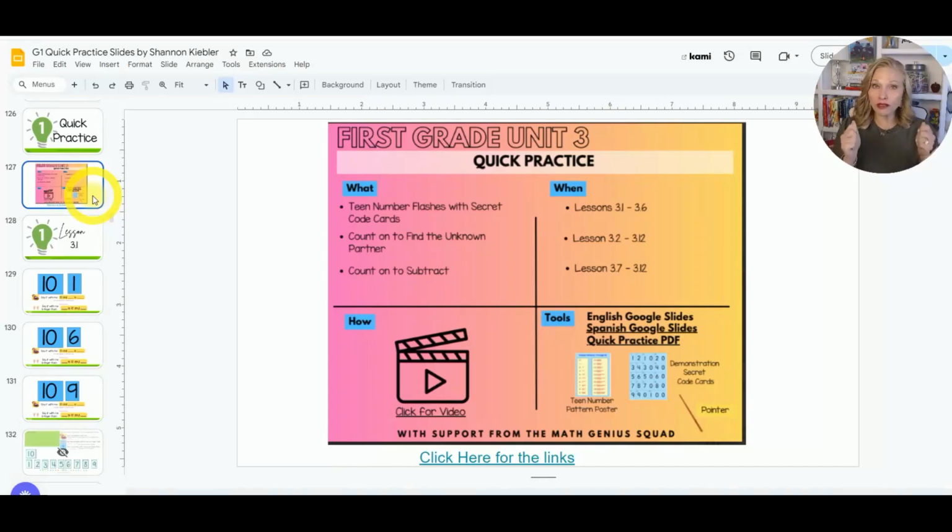You can use your real physical cards, like for the first one, we're going to do secret code cards. So remember, you have demonstration secret code cards as the teacher set, and you can have students using those. They love using these. This is a great option. If you want to use the slide deck though, and just move the things on the slide, you may also do that. So remember, this first slide that I have for you has links to all of the things. So it has links to this video, it shows you the materials that you might need, and then it breaks it down so you know when you're supposed to change the quick practice.